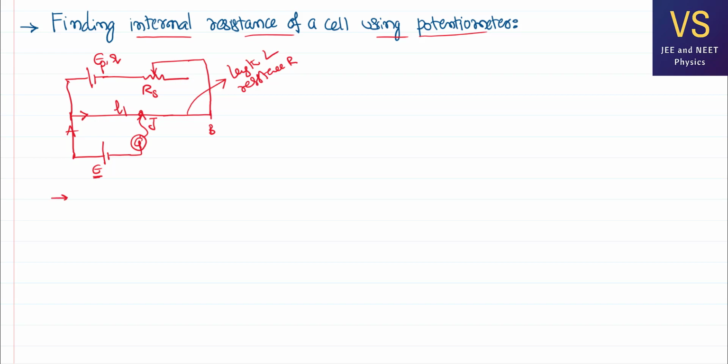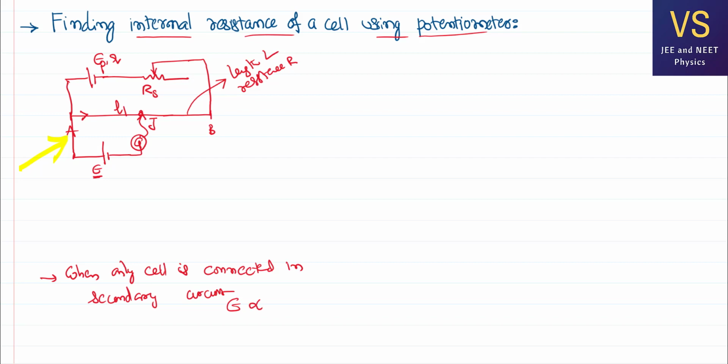So what we can say, when only the cell is connected in the secondary circuit, that means this part of the circuit, as per the principle of potentiometer, the EMF of that secondary cell is directly proportional to the balancing length L1.